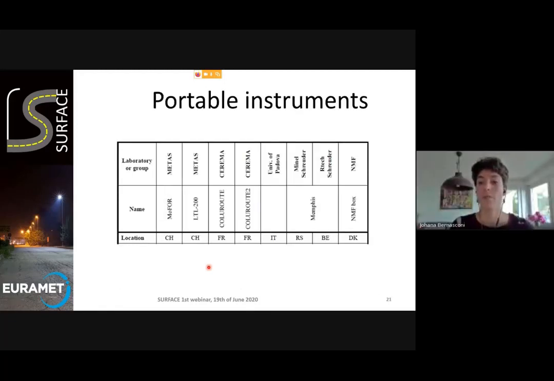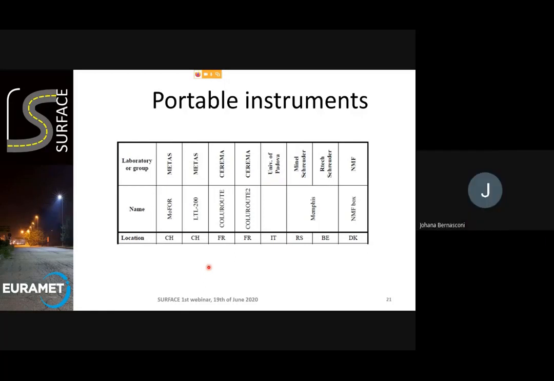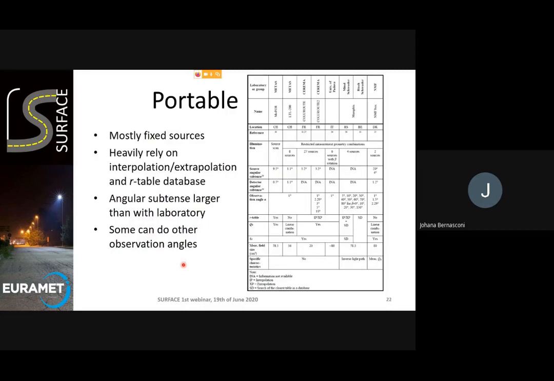So we also did the same review of the different available instruments in Europe. There are also a few of them. The Collier-Hood and the NMF box for the Nordic countries are recent devices, but the other ones have already been used for quite a while. For the different approaches, as I said, most of them have fixed sources. The number of sources depends on the implementation chosen. So it goes from 2 sources to 27 sources.